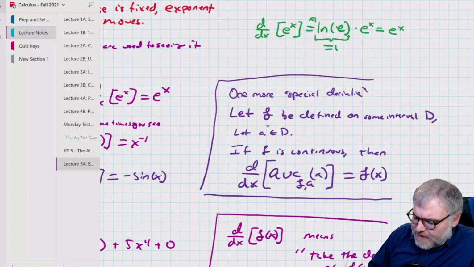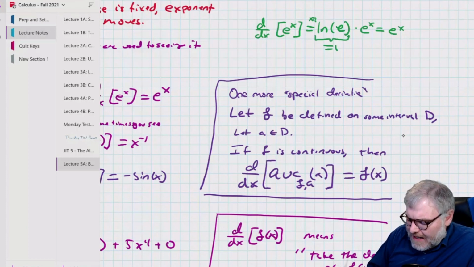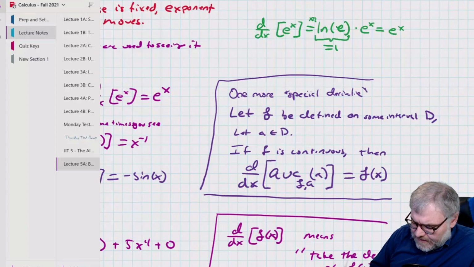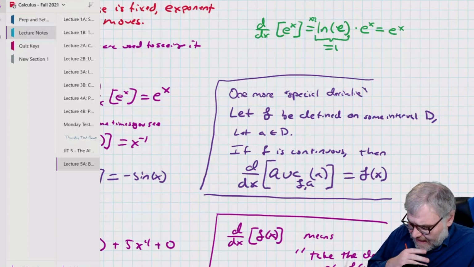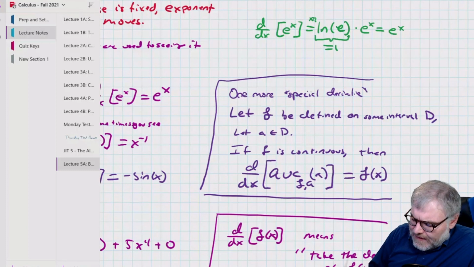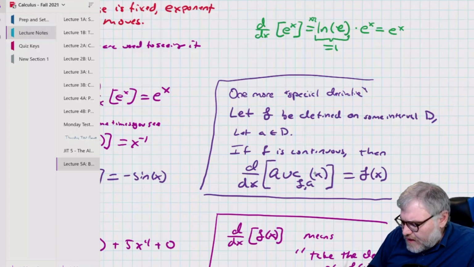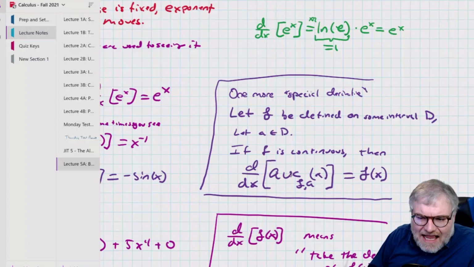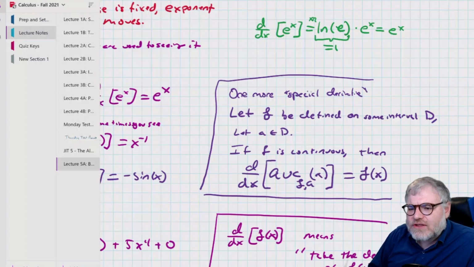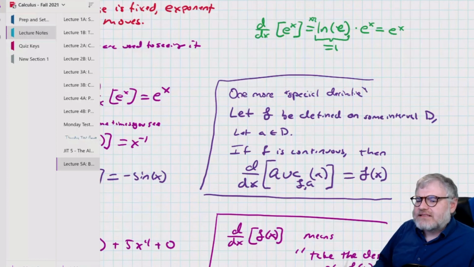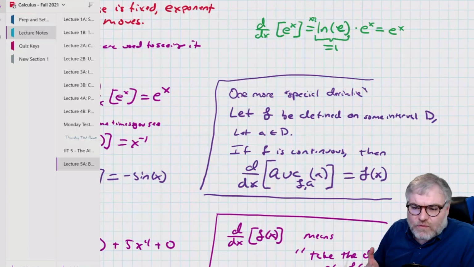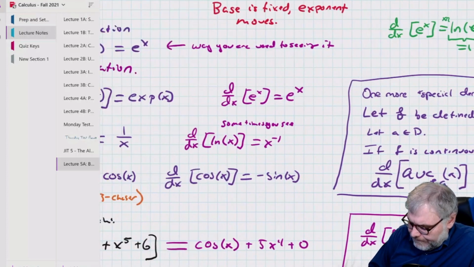So let's let f be defined on some interval d and a be some base point in d. Okay, if f is continuous, then the derivative with respect to x of AUC f a of x equals just f of x. So you can think of this as a three-letter function like sine, except it's got a parameter f. And whatever f is, that's your derivative.